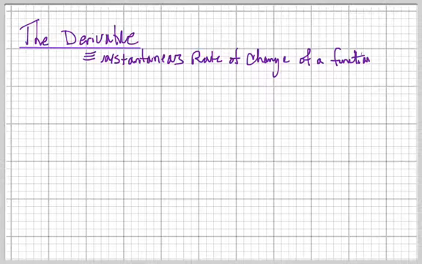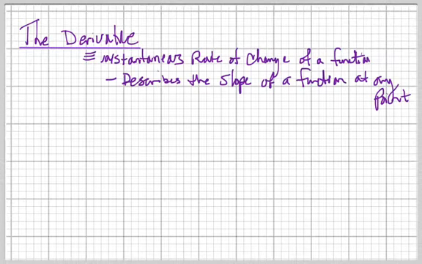Okay, the definition of the derivative: it is the instantaneous rate of change of a function. That is the derivative of that function. It will often give you another function. When you take the derivative of a function, it will give you another function in the same variable that tells you the rate of change of the previous function. This rate of change is described as the slope, as we talked about last time. So it describes the slope of a function at any point on that graph.